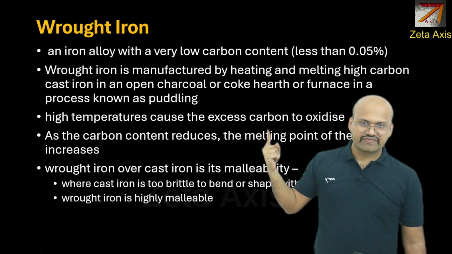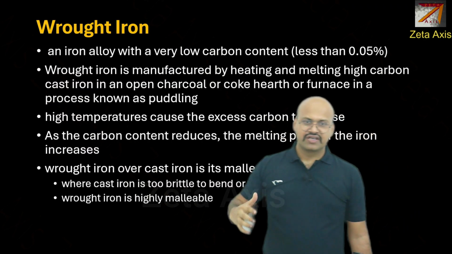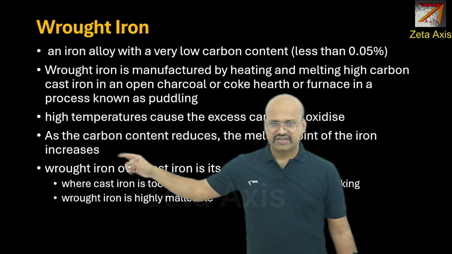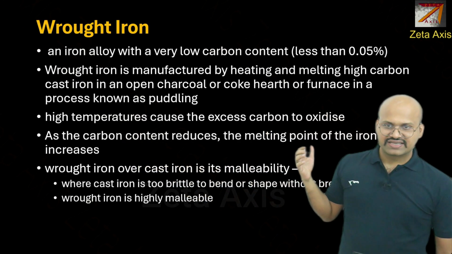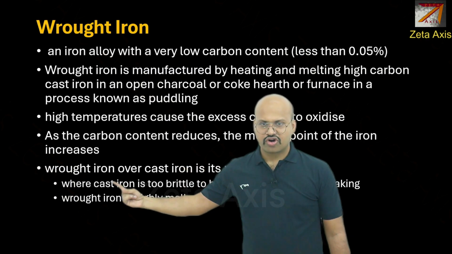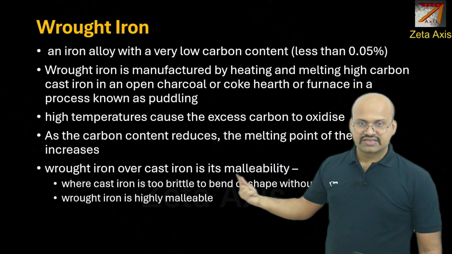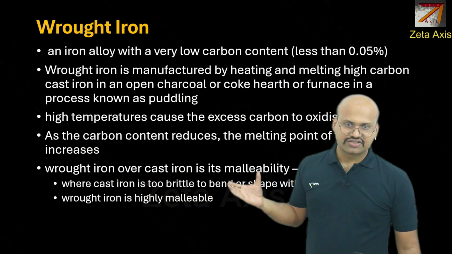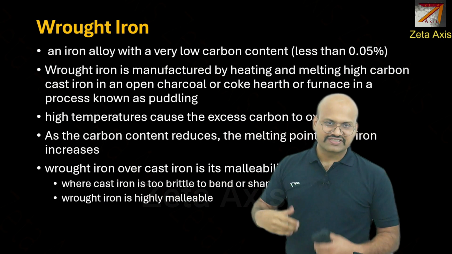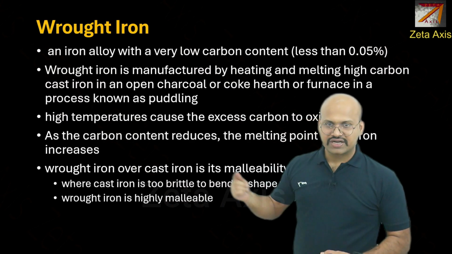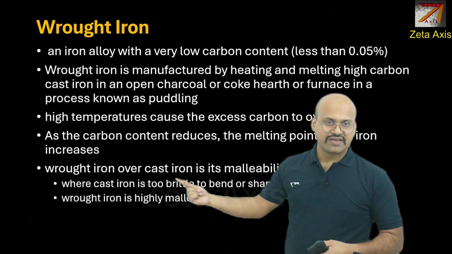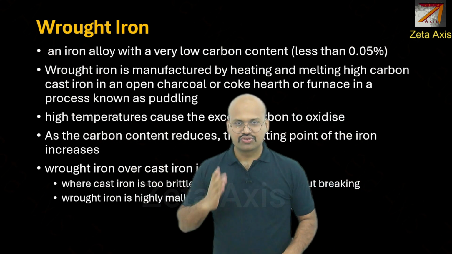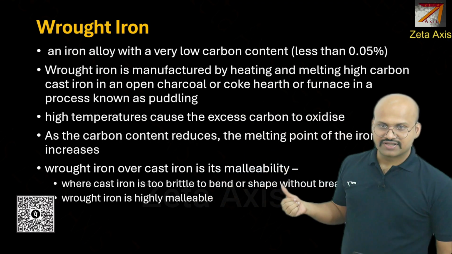So remember, in pig iron we have a higher content of carbon, but when we heat it, then the excess carbon is removed. As the carbon content reduces, the melting point of the iron increases. Now, the advantage of wrought iron over cast iron is its malleability. That is, cast iron is not malleable. That is, you cannot make it into different shapes by heating it. But it can be cast into different shapes only by melting it and then pouring it into the cast. But wrought iron can be hammered into different shapes. So it is very malleable.